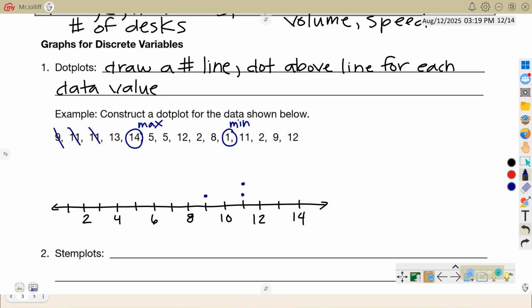Yeah, good. I'm going to work my way down the list. Next one is 13. And then 14. And then 5. And then another 5. And then a 12. And a 2. I got 8. 1. Another 11. Another 2. Another 9. And another 12.